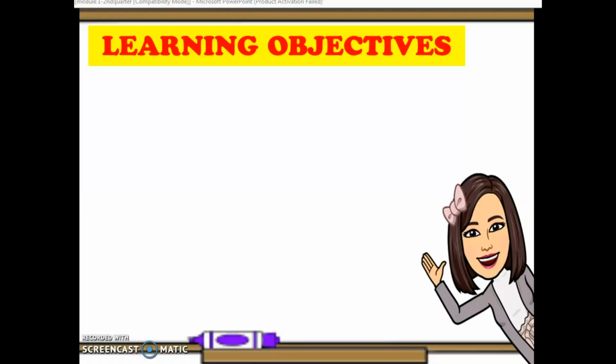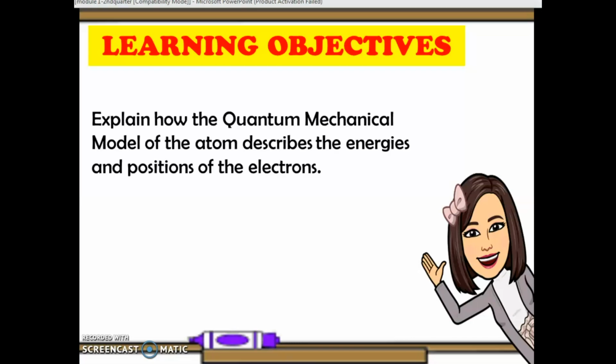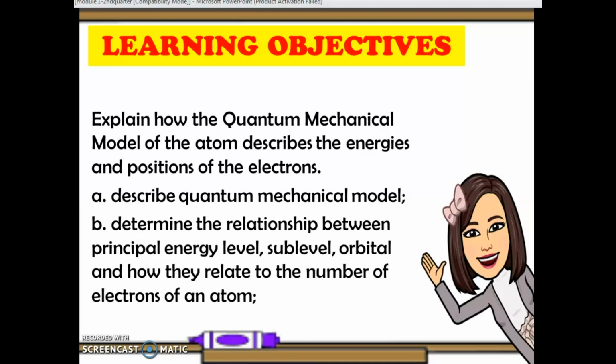In today's lesson, we should be able to explain how the quantum mechanical model of the atom describes the energies and positions of the electrons, specifically describe the quantum mechanical model and determine the relationship between principal energy level, sublevel, orbital, and how they relate to the number of electrons of an atom.